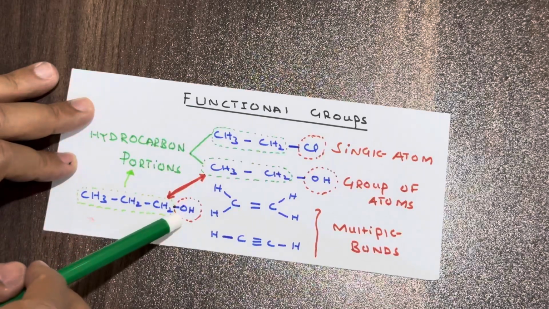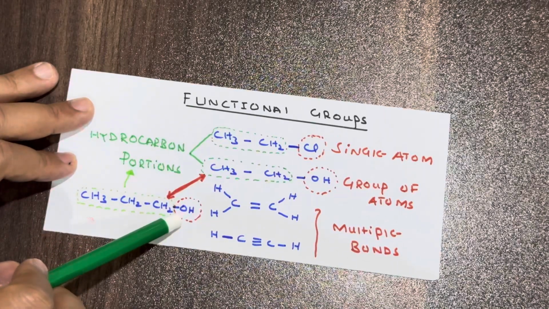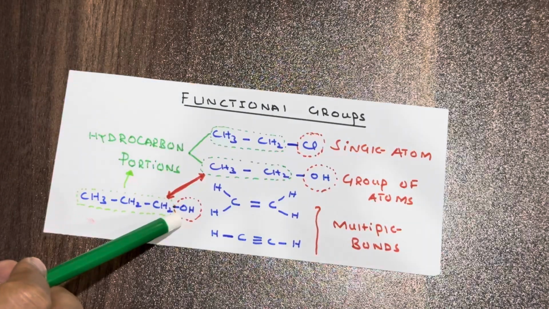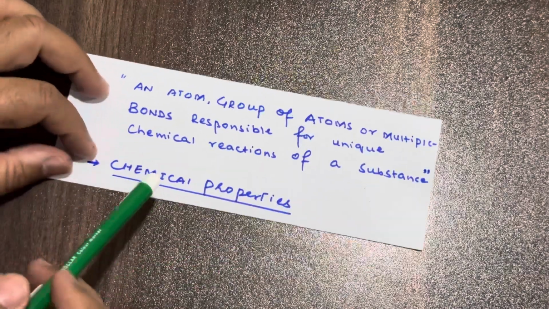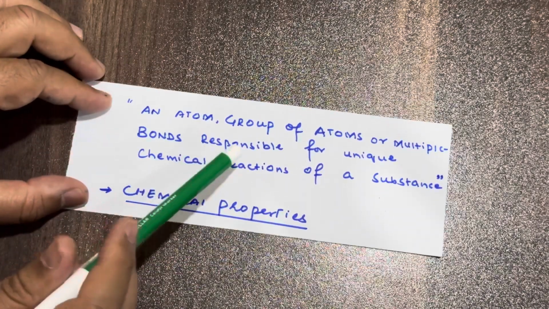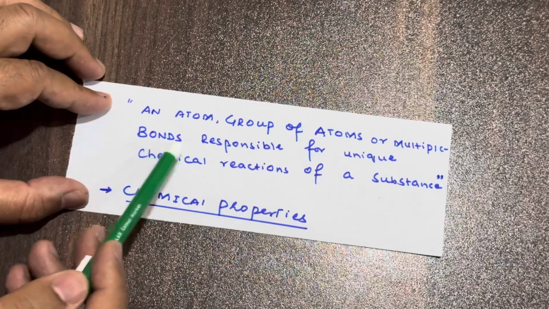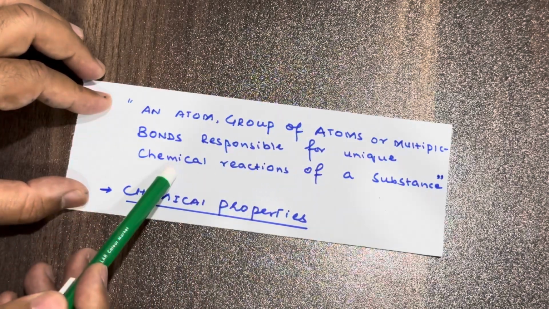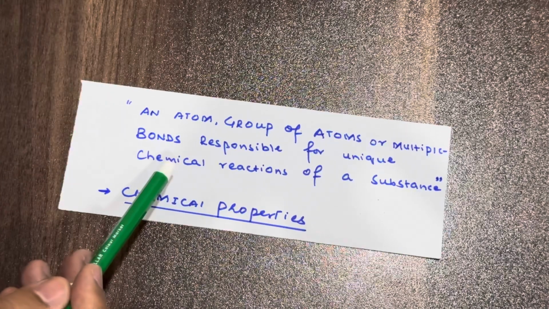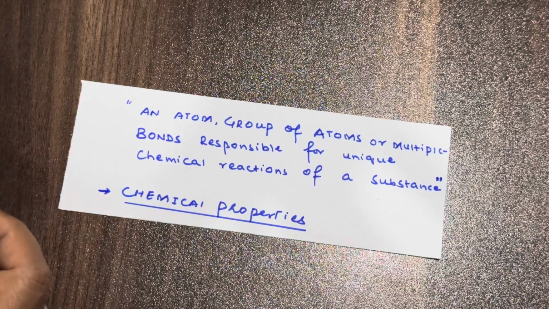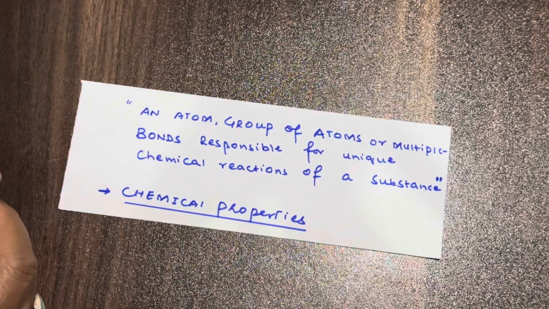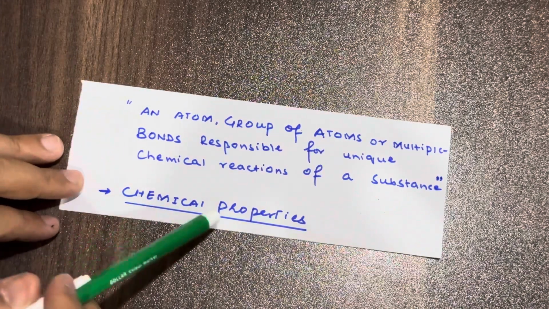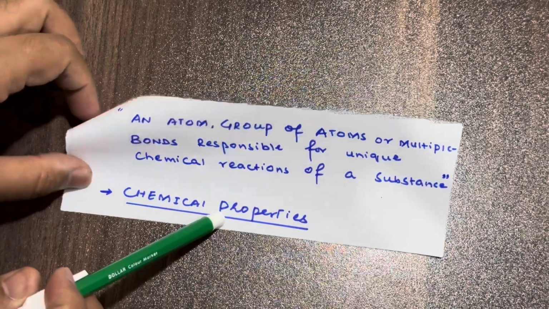It means the functional group is the main part of the organic compound which decides its chemical behavior. Now let us define the functional groups. A functional group may be an atom or group of atoms or multiple bonds which are responsible for unique chemical reactions of a substance. The overall chemical behavior, the chemical reactions and chemical properties of any organic compound are decided by an active group present in that compound, and that is called its functional group. So all chemical properties are actually decided by the functional groups.